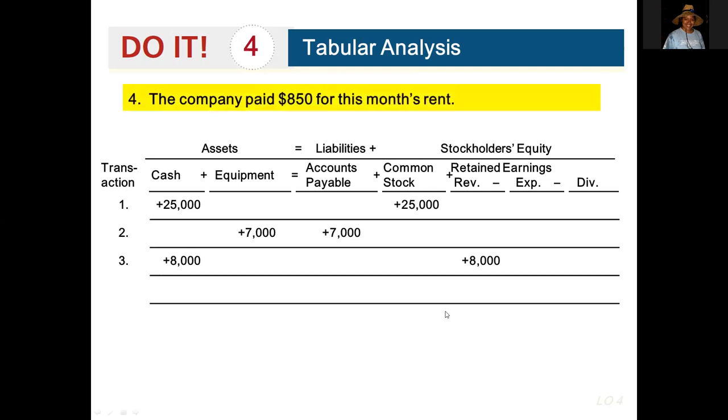Okay, company paid $850 in rent. Anybody? Okay. So in this situation, we have an expense, the monthly rent, and they paid it with cash. So we're going to reduce cash, and we're going to reduce stockholders' equity by showing a minus 850 under the expense column.